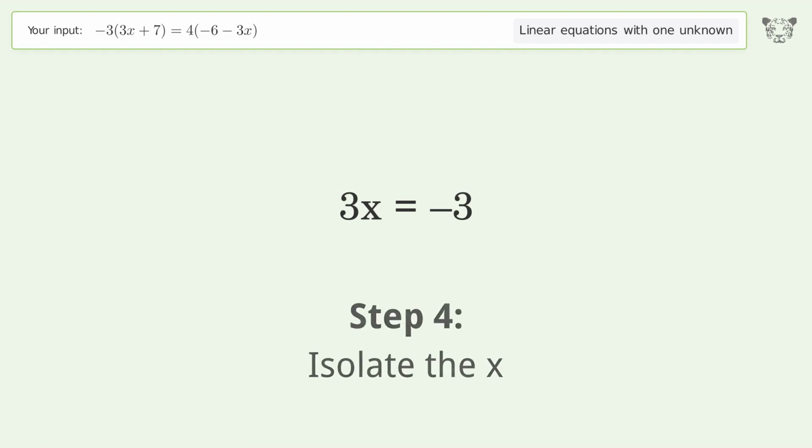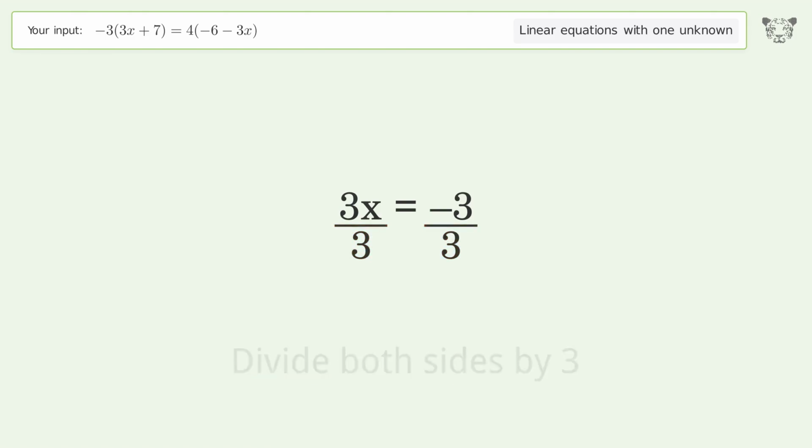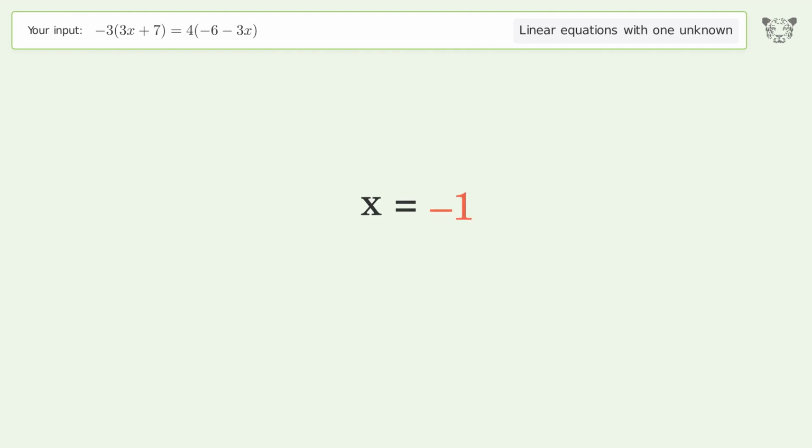Isolate the x. Divide both sides by 3. Simplify the fraction. And so the final result is x equals -1.